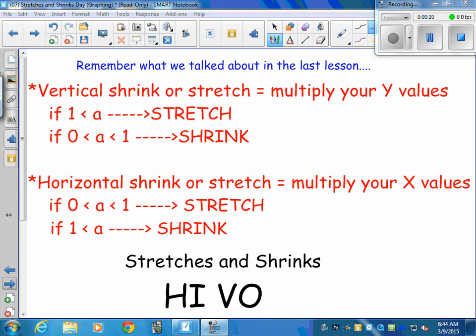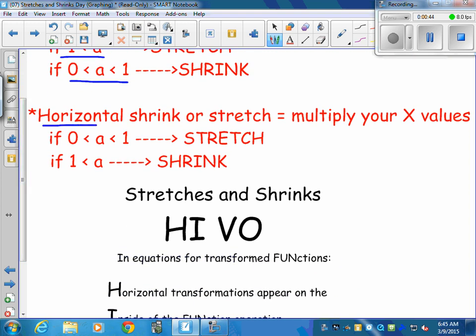Okay, now going back to our last lesson, we want to remember some of our basic rules. Vertical stretch and shrinks are on the outside of the parent function. If we see a value greater than 1, that will be a stretch vertically. If we see a value between 0 and 1, that will be a shrink vertically. Our horizontal transformations are always on the inside, and we have to remember that it's an inverse operation. Any value fractionally between 0 and 1 will be a horizontal stretch. Any value over 1 will be that horizontal shrink. So you're going to do the inverse operation.